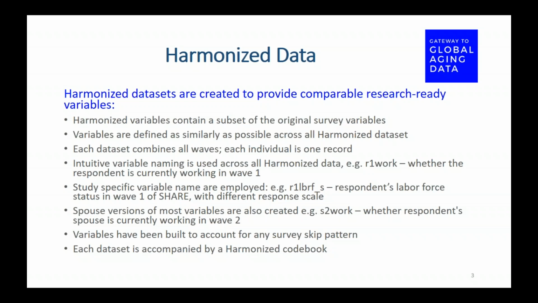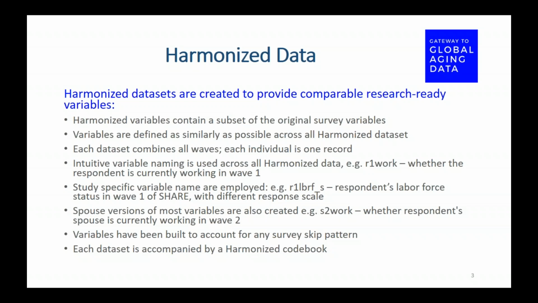Harmonized datasets also contain spouse versions of most variables, so we've done spouse matching, and we include spouse variables. For instance, a variable like S2 work would tell you in the observation of that respondent whether their spouse at wave 2 is working at wave 2.